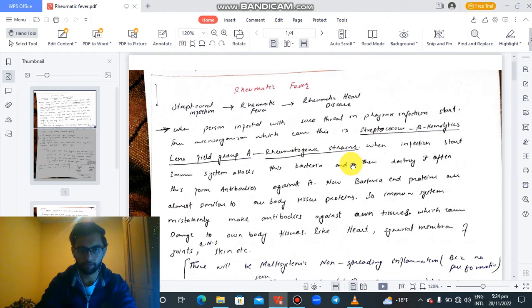So rheumatic fever, we know that it is a post-streptococcal infection which causes a fever and which causes rheumatic heart disease. This is the overview. So basically, when a person is infected with some streptococcal infection, after the treatment or after infection, the patient will be okay.